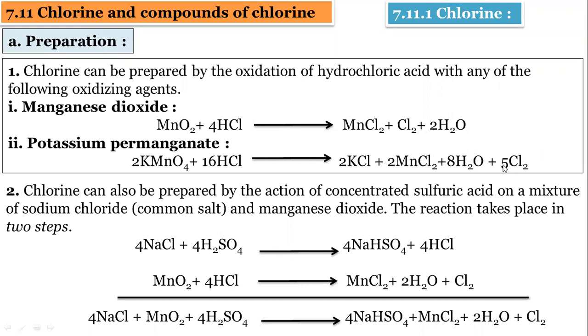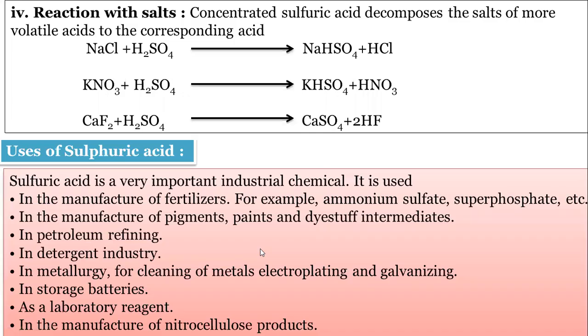So chlorine can be prepared by using manganese dioxide and potassium permanganate. It can also be prepared by concentrated sulfuric acid on the mixture of NaCl and manganese dioxide. In the first step, NaCl reacts with H2SO4. This reaction is already learned. See this reaction, the same reaction is repeated here.